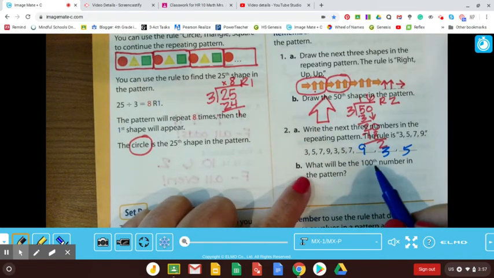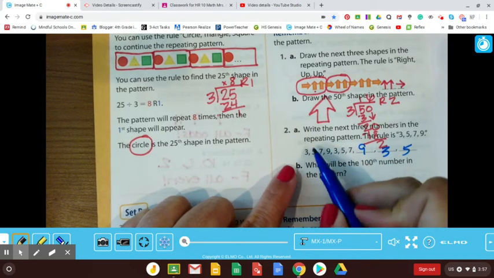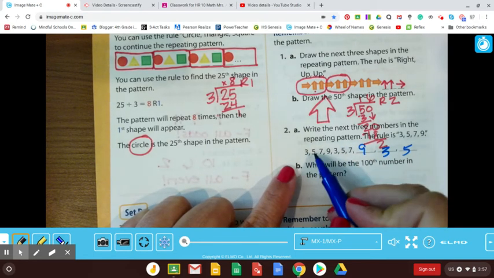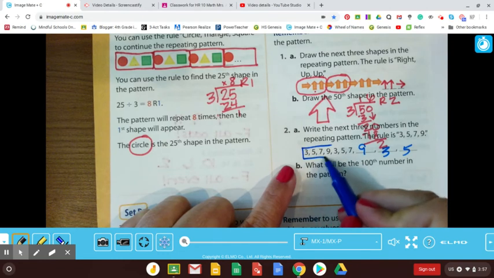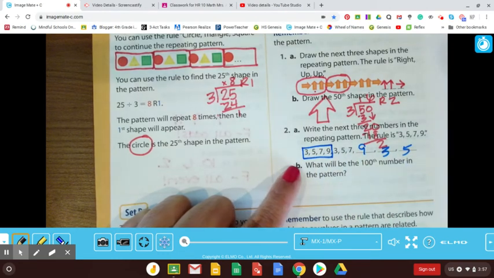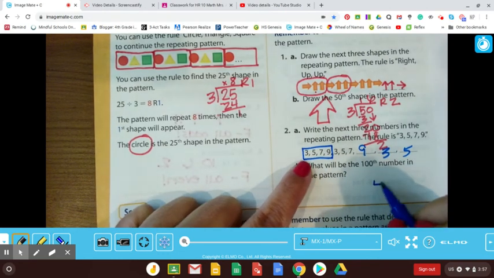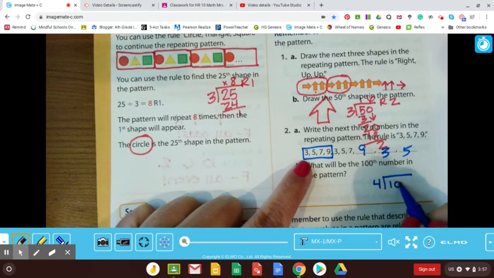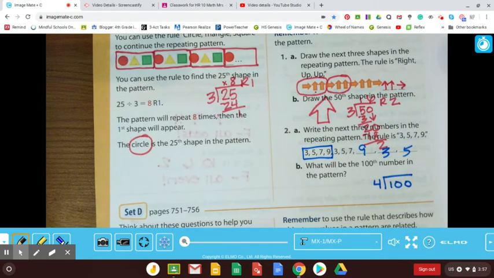Before I can figure that out, what is my original pattern or sequence? It's 3, 5, 7, 9, and it keeps going. So there are 4 numbers in my original sequence. So I'm taking 100 and dividing it by 4.